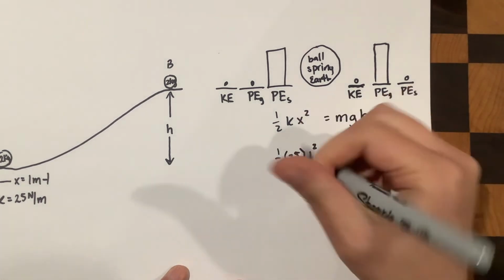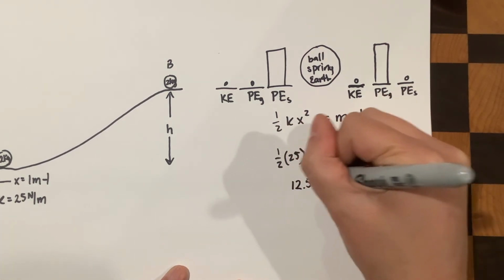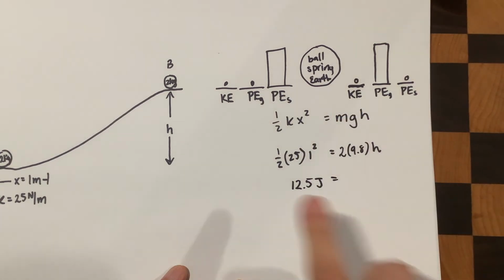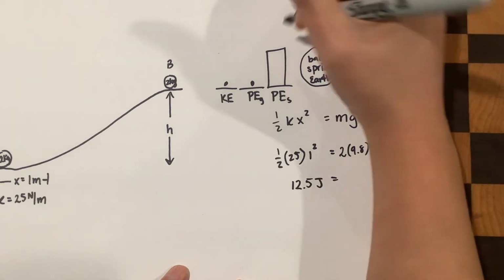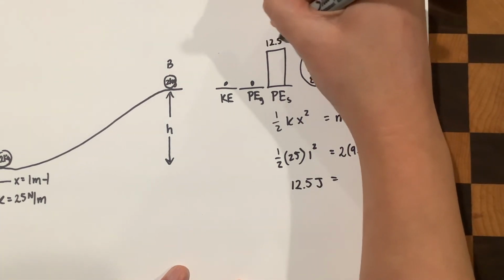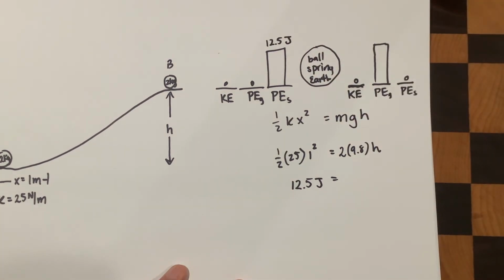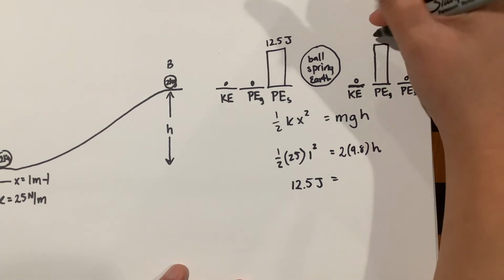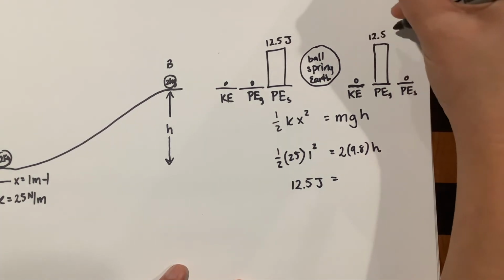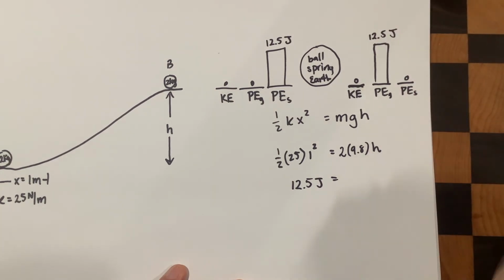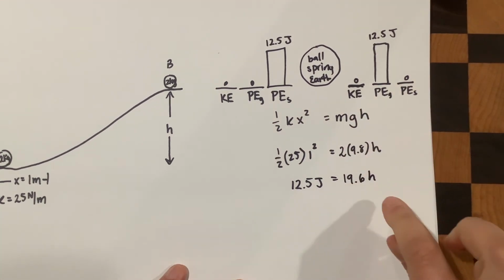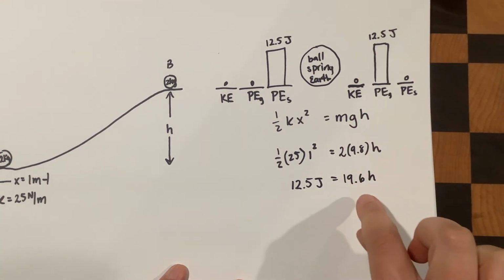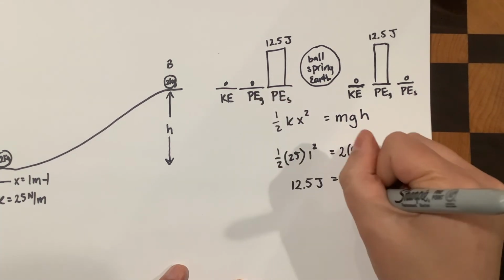So, doing some math in my head here, this means there's 12.5 joules of total mechanical energy. I did 1/2 times 25 times 1 squared. So there is 12.5 joules of spring potential energy. Now, because total mechanical energy is conserved in a closed system, there must be 12.5 joules of gravitational potential energy. So solving the right-hand side, this is 19.6 h is equal to 12.5 joules. Divide by 19.6 on both sides.